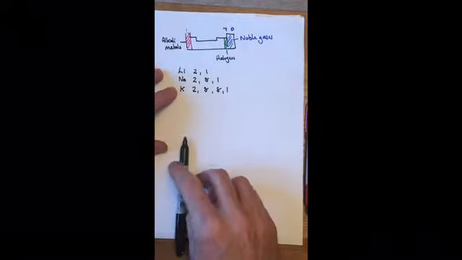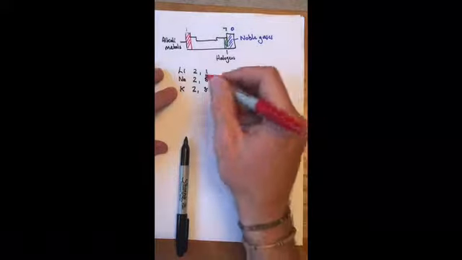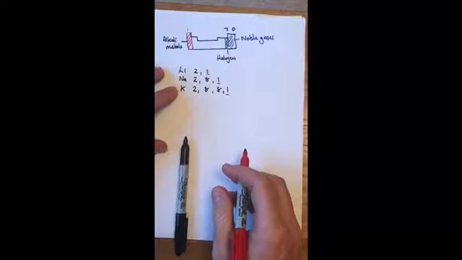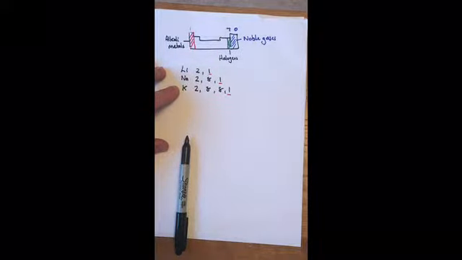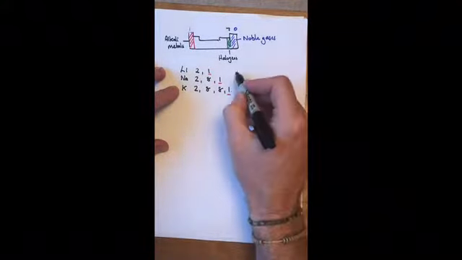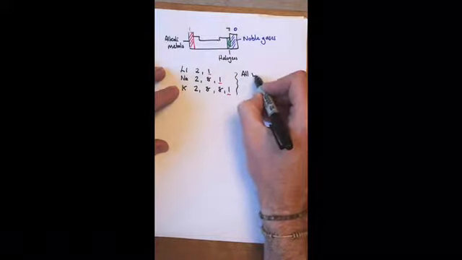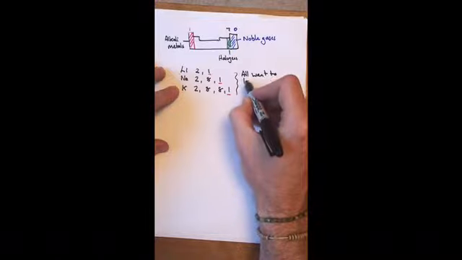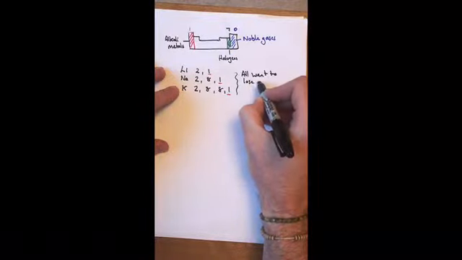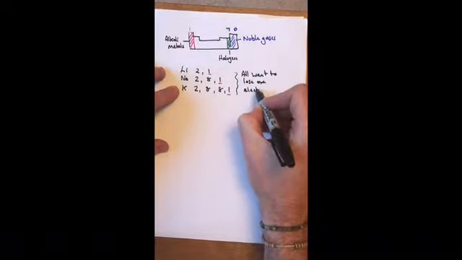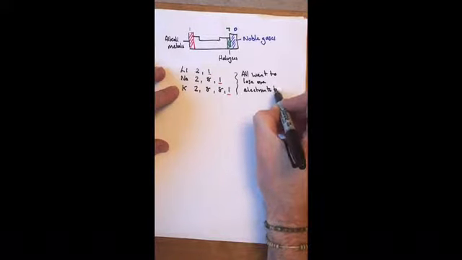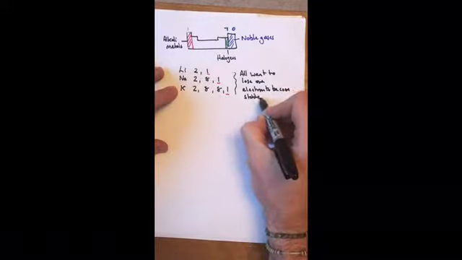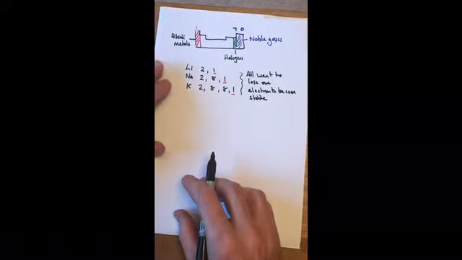So you can see from this, they're all in group 1, and they're all in group 1 because they have got 1 electron in the outer energy level. And that means that during a chemical reaction, these all want to lose that outer electron to become stable. So all want to lose 1 electron to become stable. So that's what they're going to try and do when they react.